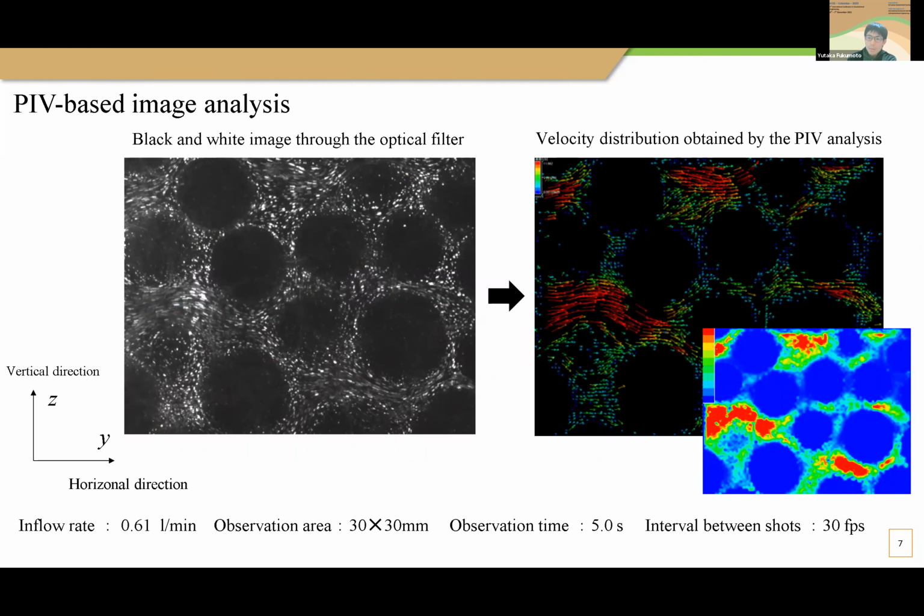This is a result of the PIV-based image analysis. The left figure shows the black and white image through the optical filter. In this figure, the Y direction means the horizontal direction and the Z direction means the vertical direction. The right figure shows the velocity distribution obtained by the PIV analysis.